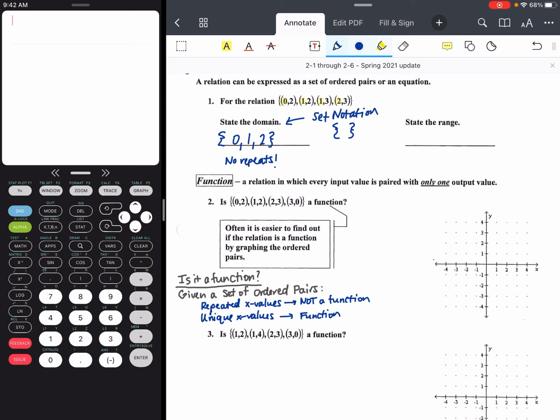All right, and for our range, we're looking at our y values. So we've got 2, 2, 3, and 3. So our range again will be in set notation. We're not going to write repeats, so it's just the set of the numbers {2, 3}.